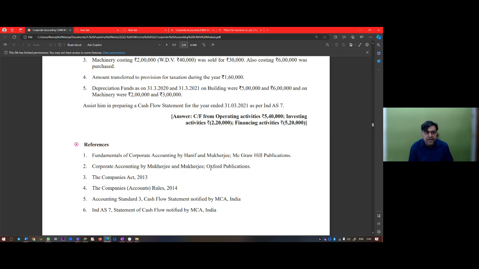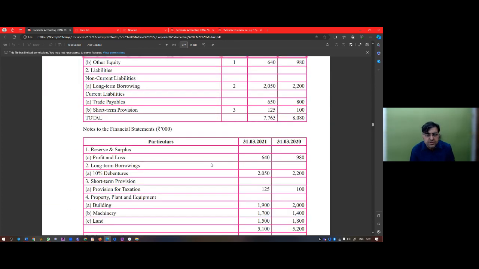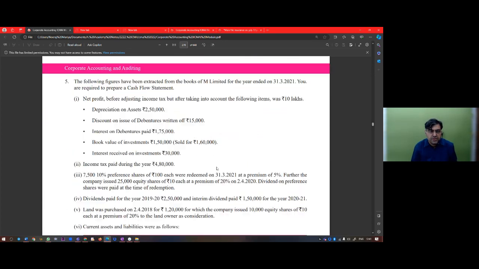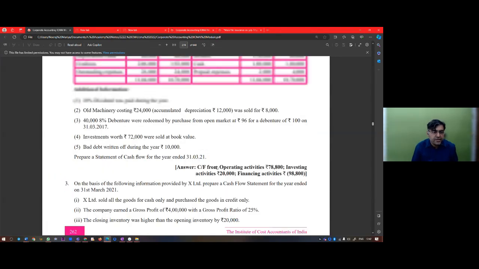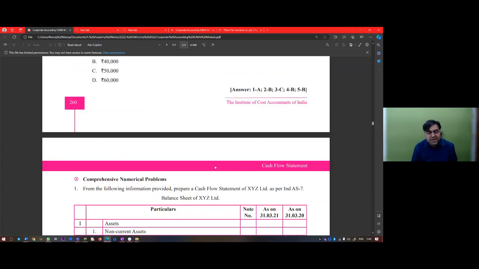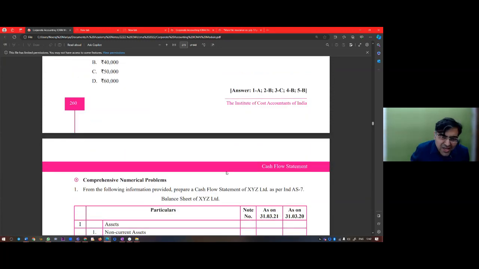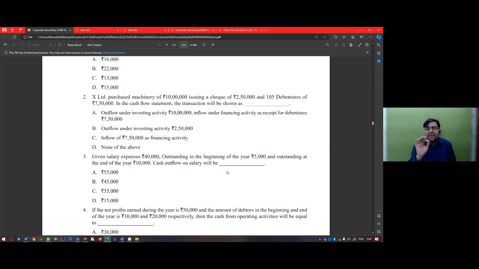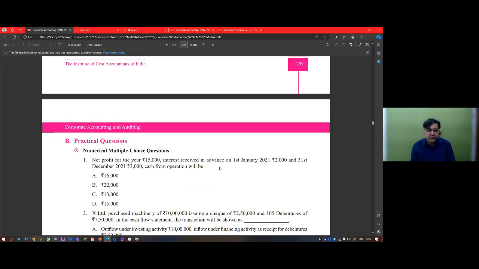Where are the comparisons? Where are the answers? Wait, guys. Answer is A, 16,000. So we need to amend the question. Instead of calling it interest, don't call it interest. Call it income. Instead of the word interest, then 16 is okay.